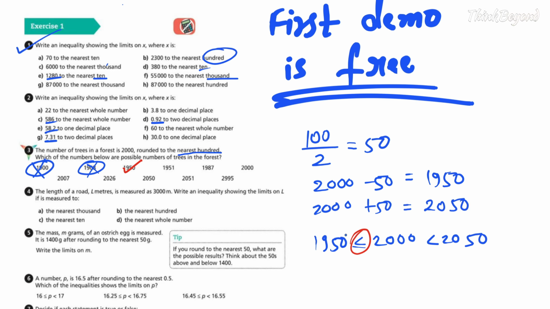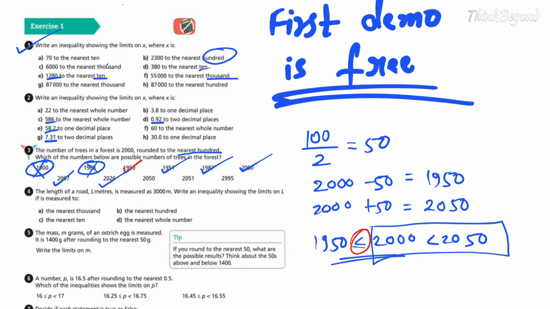1951. Yes, it is greater than this one, so it is in between this range. So yes, it is also possible. Now check for 1987. Yes, it is also possible. 2000. Yes, it is also possible. Check for 2007. It is in between this range. So yes, 2007 is also possible. 2026. Yes, it is also possible. It is falling in between this range.